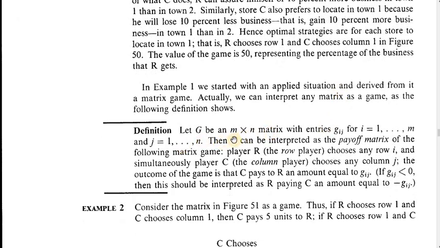Let G be an M by N matrix. M is the number of strategies of the row player, N is the number of strategies of the column player. The entries of this matrix are Gij. So it's an M by N matrix, as it says here. G can be interpreted as the payoff matrix of the following matrix game. Player R chooses any row I, and simultaneously player C chooses any column J. The outcome of the game is that C pays to R an amount equal to Gij. Right, so again here, player C's loss is player R's gain. So if Gij is less than 0, then R pays C.